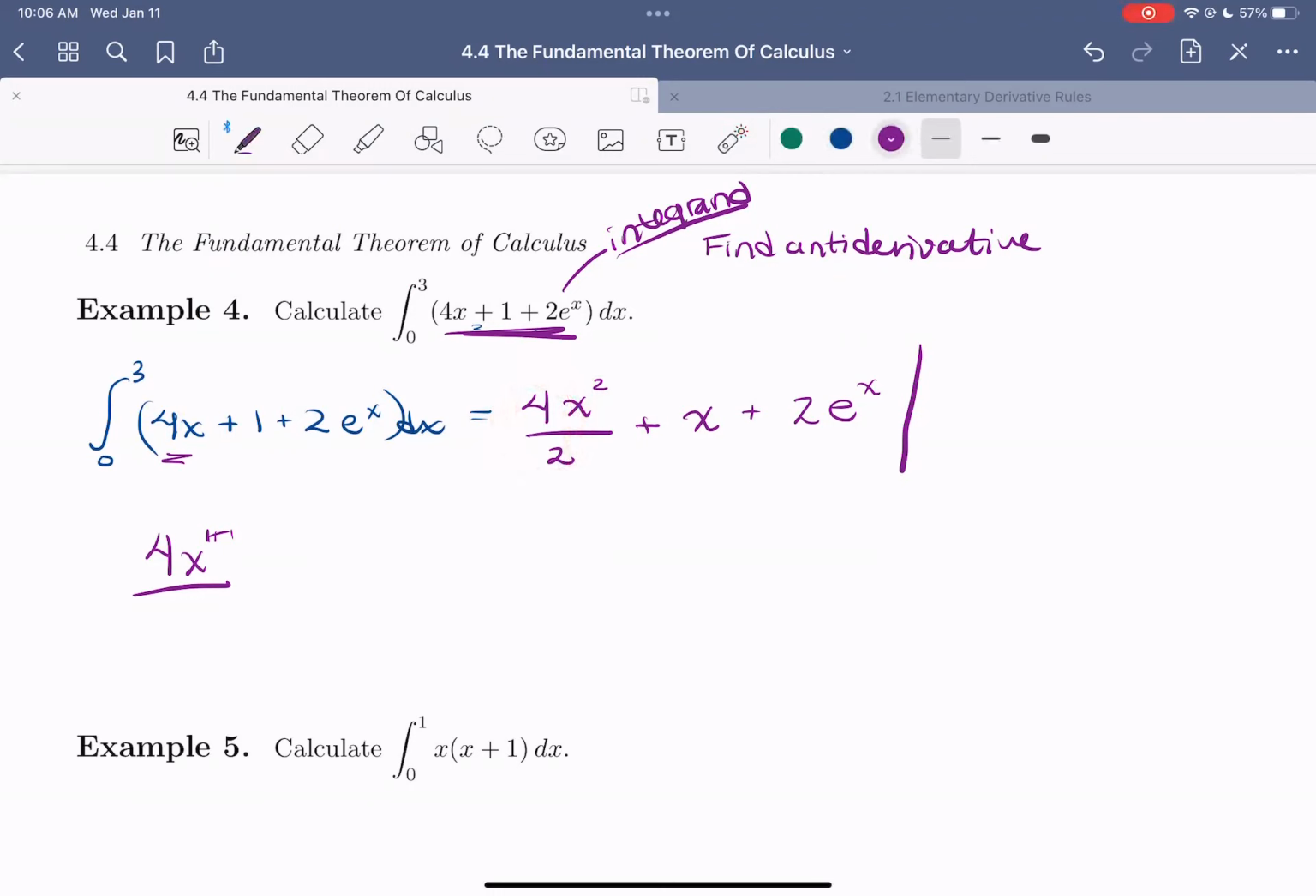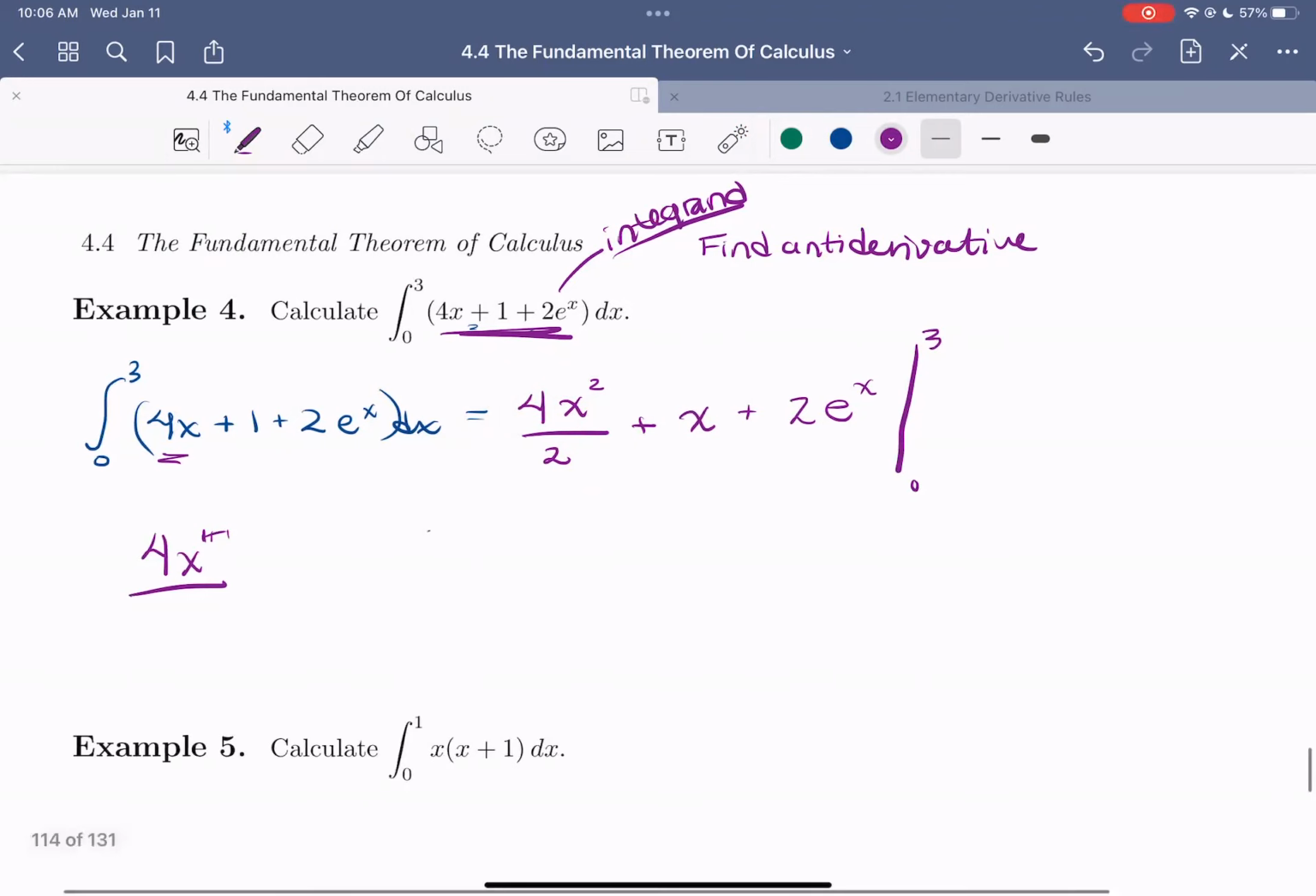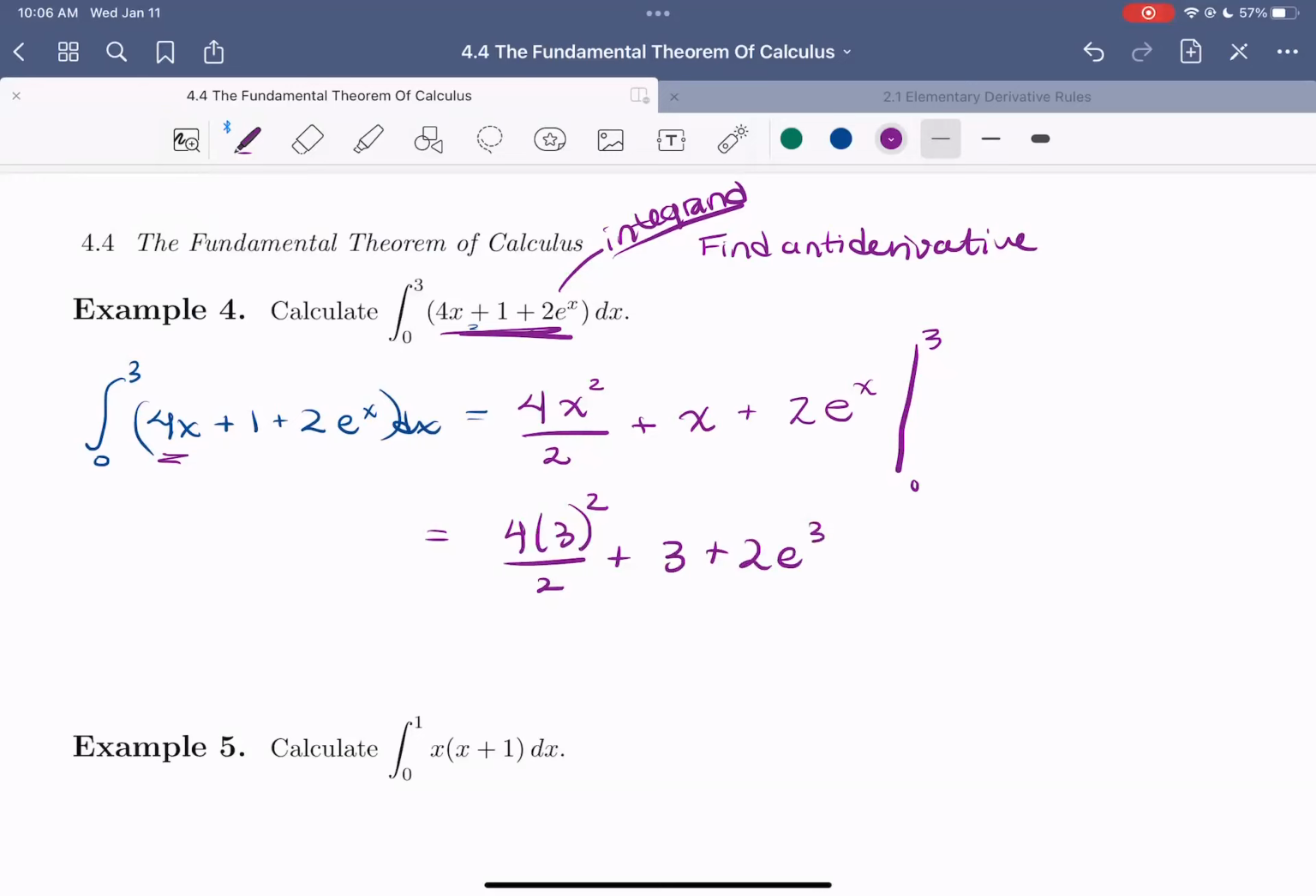All right, and where are we evaluating this antiderivative? Well, we'll evaluate at 3 and 0 and take the difference. So that will look like the following. We'll have 4 times 3 squared over 2 plus 3 plus 2 e to the 3 minus 4 times 0 squared over 2. Need a lot of parentheses here to make sure I don't drop any negatives, plus 0 plus 2 e to the 0.